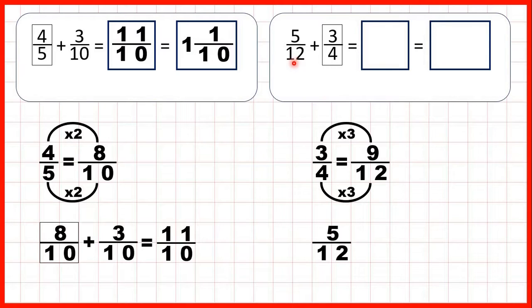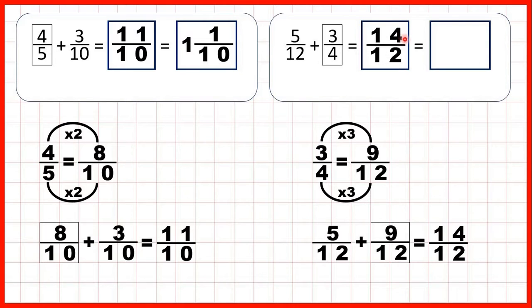The 5/12 stays the same, but instead of adding 3/4, we can add 9/12, because we've seen that that's equivalent to 3/4. But now we have a common denominator. So that stays the same in our answer, and 5 plus 9 is 14. So, as an improper fraction, our answer is 14/12. But again, we can write that as a mixed number. 14 divided by 12 is 1 remainder 2, because 1 times 12 is 12, and then we need 2 more to get to 14.